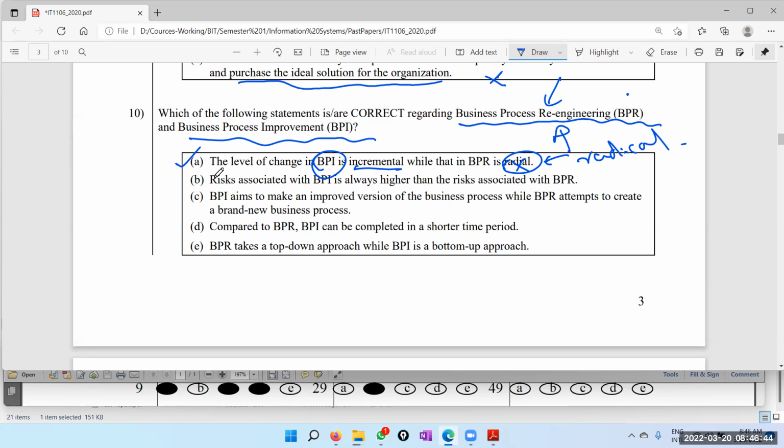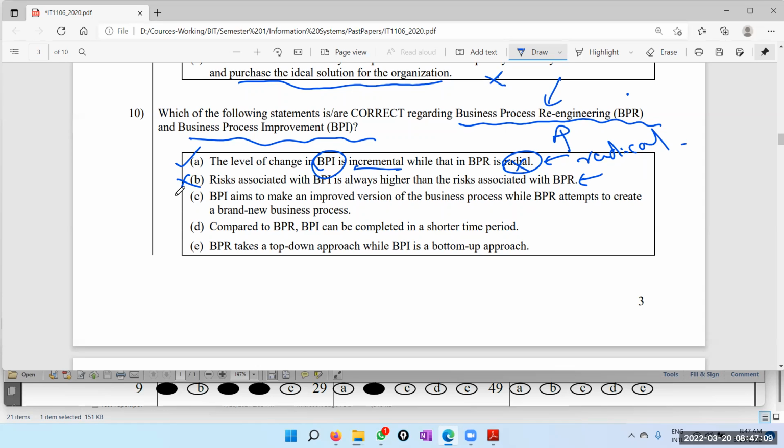Right. B. Risk associated with BPI, business process improvement, is always higher than risk of BPR. No, it's the other way. When you are doing a radical change, a big change, that is where the high risk is. We are taking that risk because we feel it's worth it. Right? So therefore, this is wrong. The risk is higher when we are doing a radical big change.